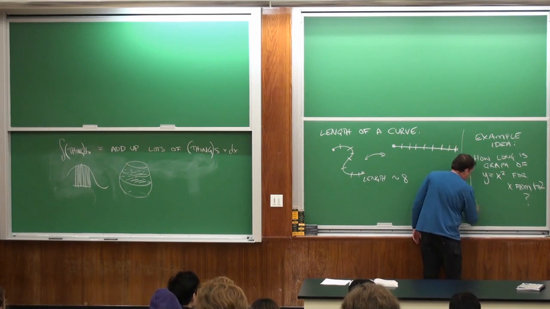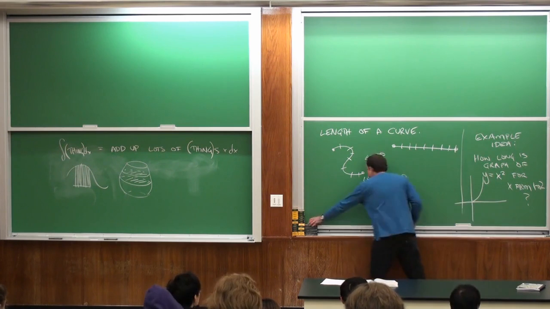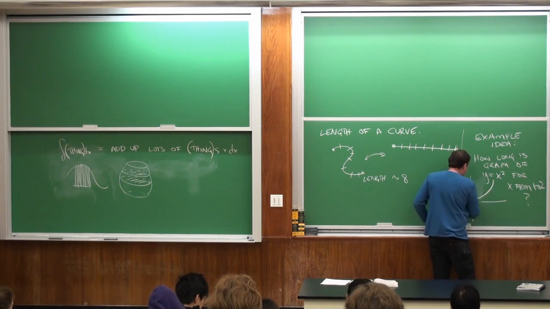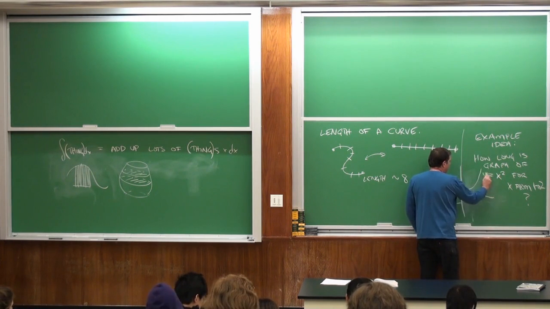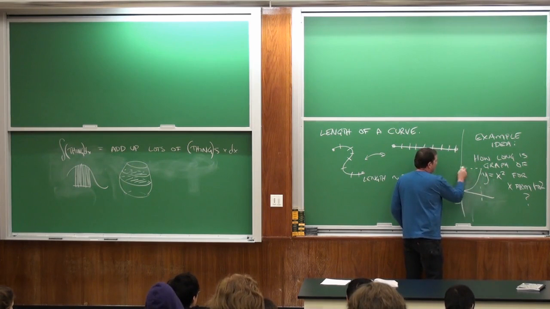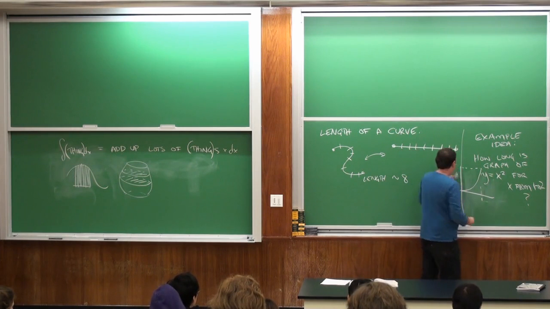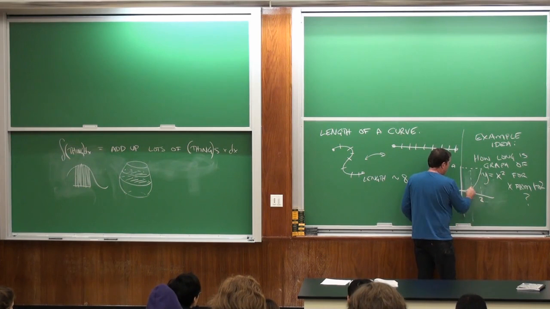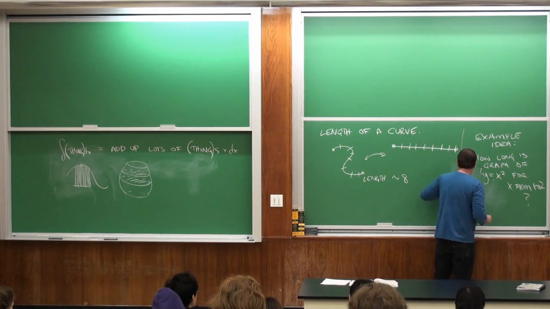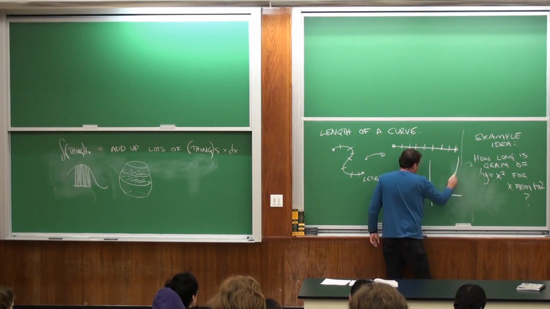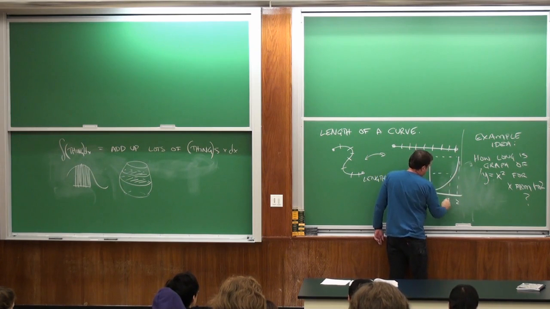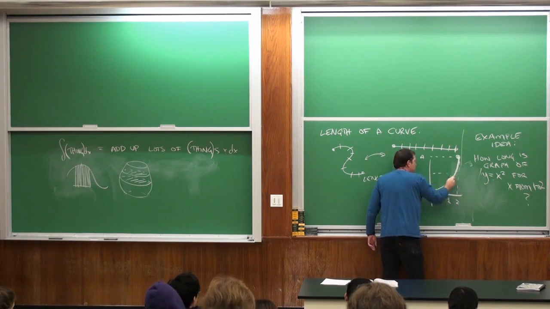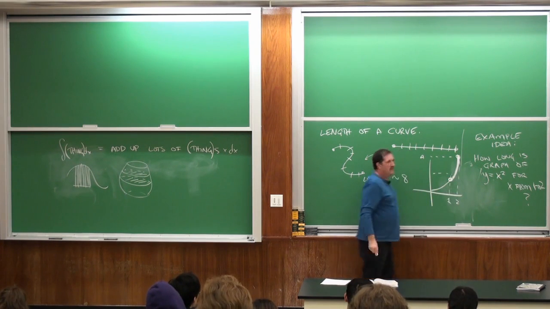So if I draw the graph of y equals x squared from 1 to 2, this is 2, this is height 4, this is 1, 1. It's a terrible picture, let's try it again. Y equals x squared. So this is 2, this is height 4. Still bad. 1, 1. It's about that. So how long is this chunk of the graph?